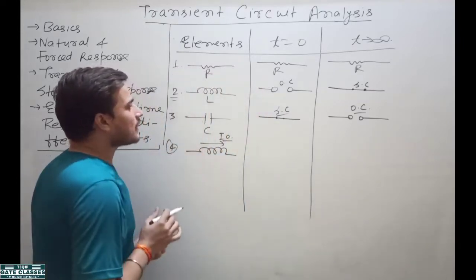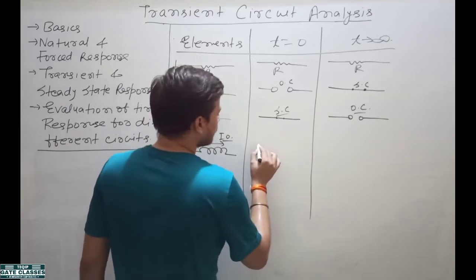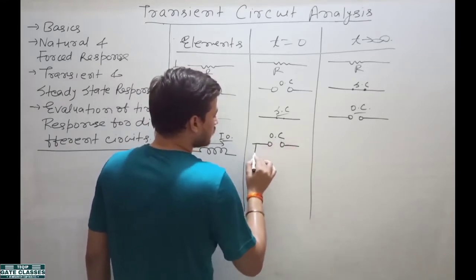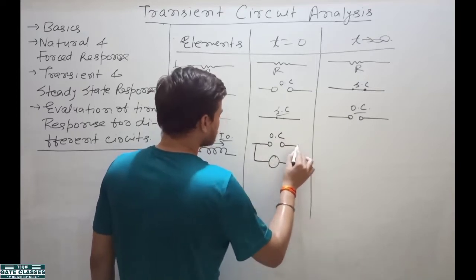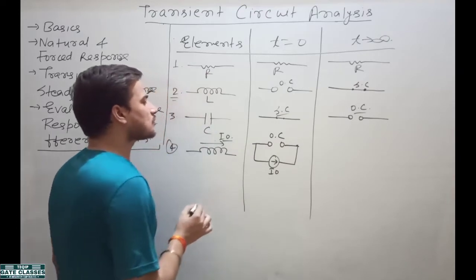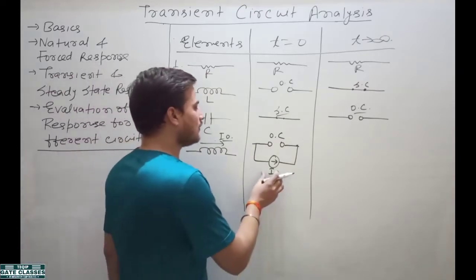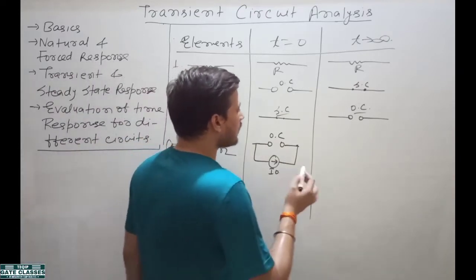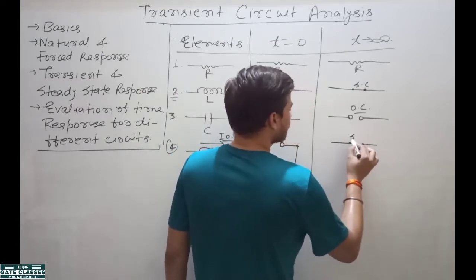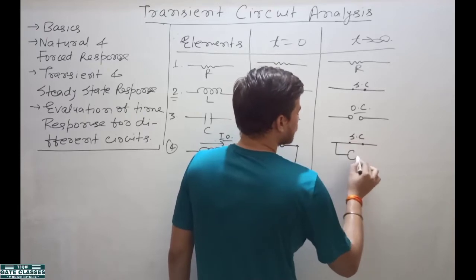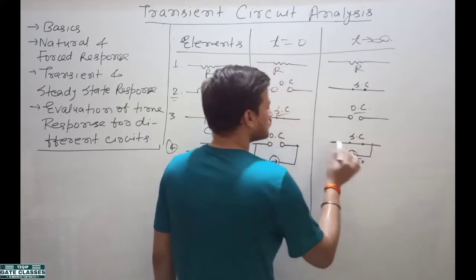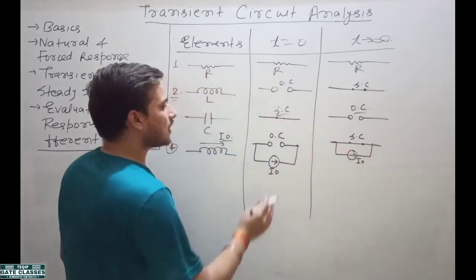If it is like this, then what will happen? You will see that the inductor is open circuited, but you will have to show a current source of magnitude I naught in parallel with the inductor. Similarly, at time t tends to infinity, the inductor will be replaced by a short circuit, and here the current will be I naught. So you will have to represent the inductor like this.